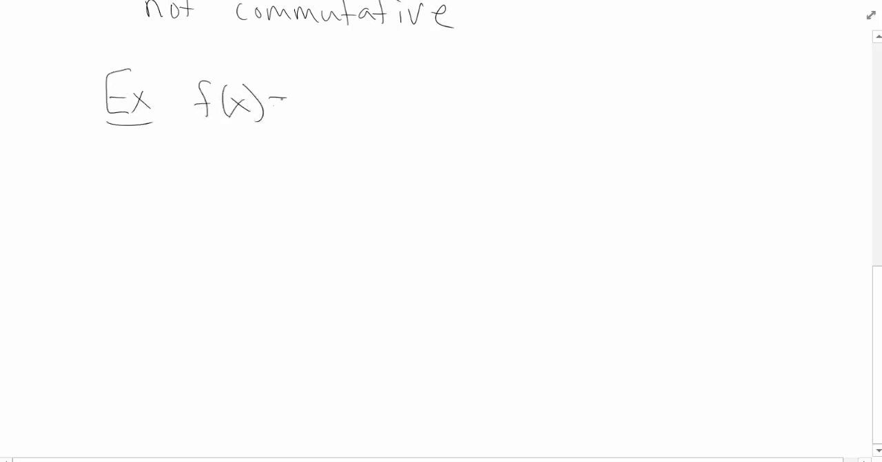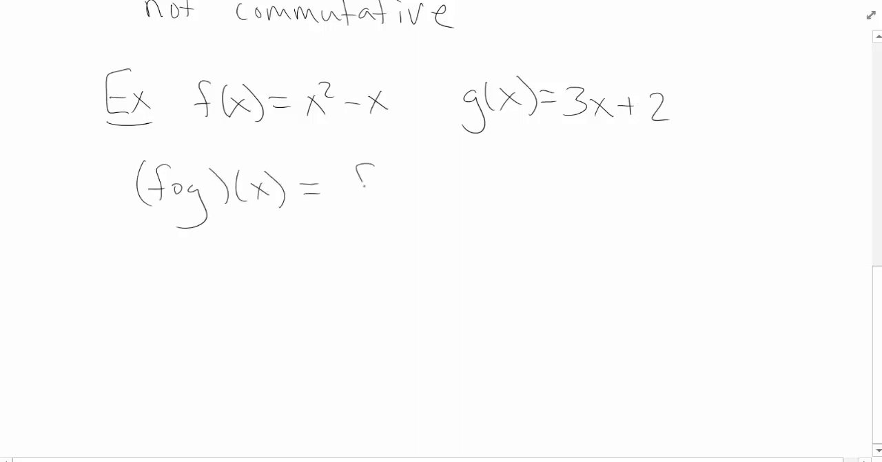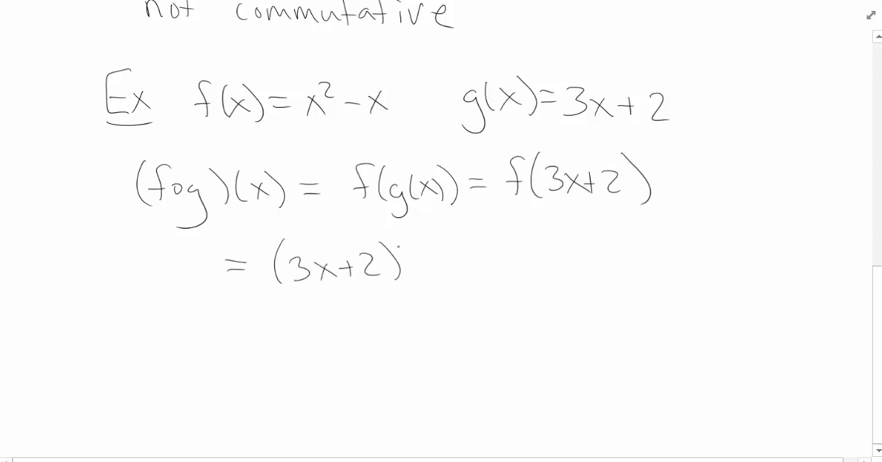Next example. So let's go with f of x is x squared minus x, and g of x is equal to 3x plus 2. So f composed with g of x, let's go with that one, is going to be f of g of x. Always start on the inside. The inside is 3x plus 2. Plug that into the f function. The f function is whatever you give it, it squares it, and then it subtracts it.